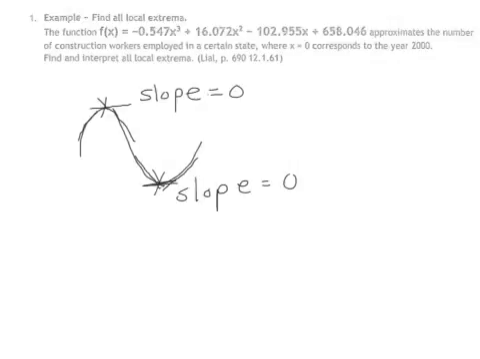The question reads, the function f at x equals, we've got our function there, approximates the number of construction workers employed in a certain state where x equals 0 corresponds to the year 2000. Okay, so we've got some important information. It says find and interpret all local extrema. So the term local means that you're looking for maximum and minimum points that occur over the entire length of the function. Later we're going to look at absolute extrema, which are going to be those maximum and minimum points within a certain range. Okay?